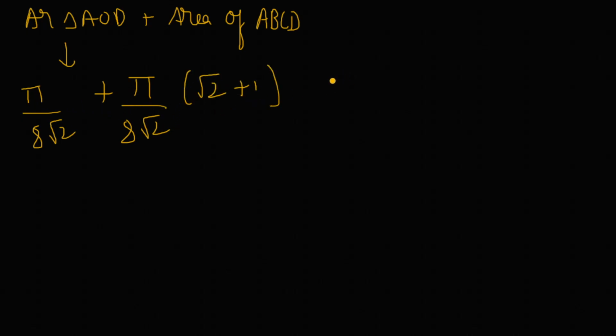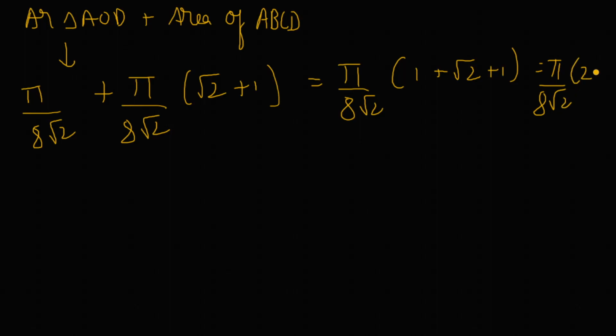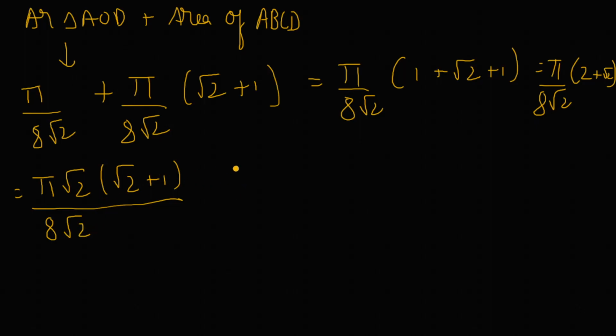Let us take pi by 8 root 2 common. Pi by 8 root 2 times 1 plus root 2 plus 1, which is pi by 8 root 2 times 2 plus root 2. Now let us factor out root 2 from the numerator, which is pi root 2 times root 2 plus 1 by 8 root 2. So we are finally left with pi by 8 times root 2 plus 1. Now let us use a calculator to evaluate this.